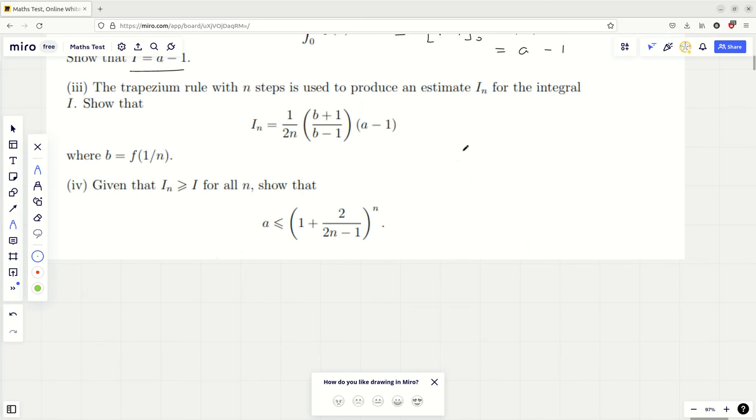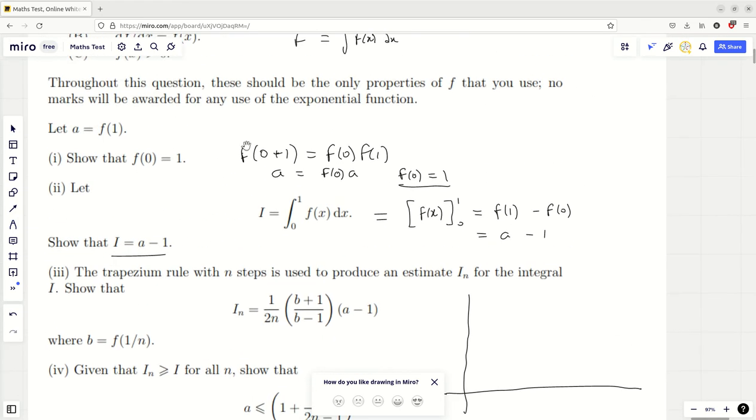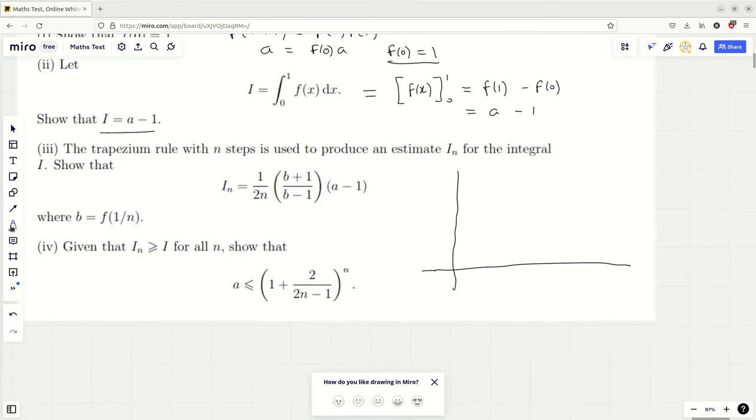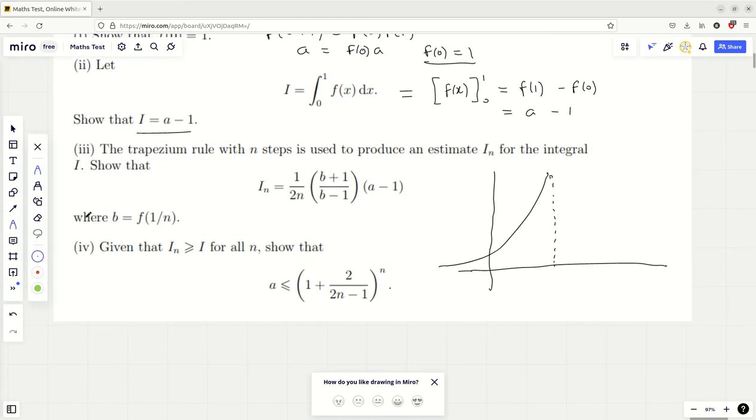First thing I did when I was doing this was I drew a diagram, because I want to see what's happening with the trapezium rule here. Now, I did kind of cheat a little bit in my head here, because I did think, well, they told me not to assume, you won't get any marks awarded for use of the exponential function. But I know it is the exponential function, so I'm going to draw it as the exponential function. But the diagram doesn't really matter anyway, it just gave me a better feel for the problem. And I dotted a line down here. Now they're interested in the integral from 0 to 1 here. I_n is an estimate for I, remember, so we're going to draw this from 0 to 1.